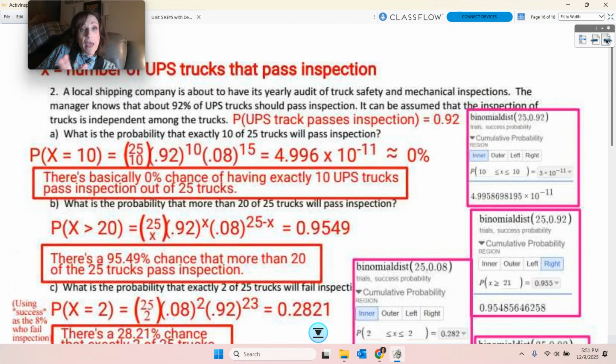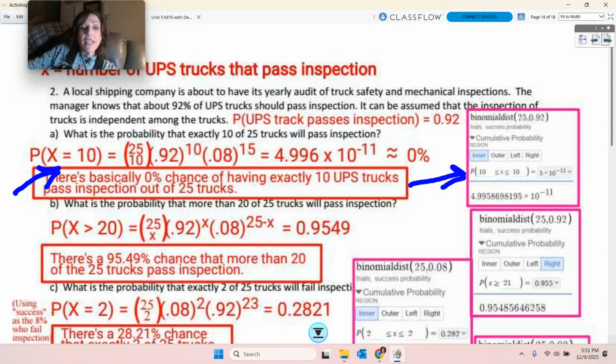Okay, now this page is all about the number of UPS trucks that pass inspection. So that's our variable that we're talking about. And for a lot of these, we're talking about out of 25 trucks. So that's N is 25. And depending on the problem, we have different numbers of successes. This first one is just exactly 10. So notice how I computed that. It's between 10 and 10.